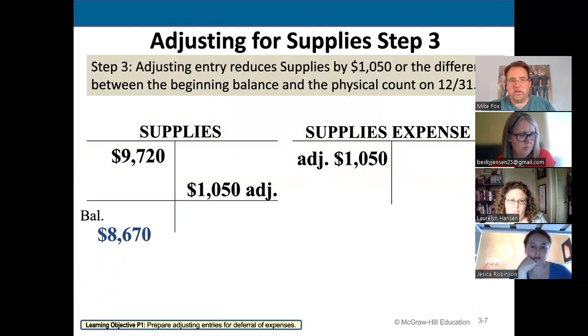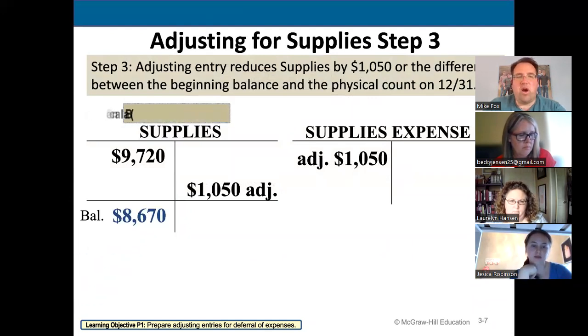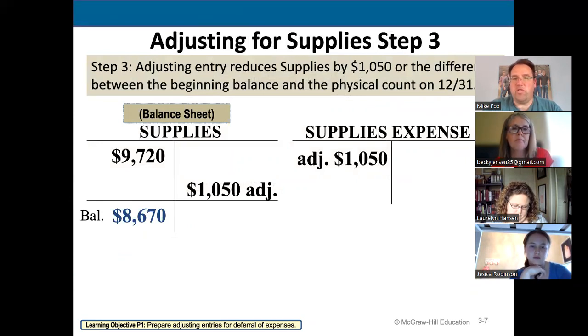So we take the amount we had minus the amount that we have at the end of the month, which tells us how much we used during the month. So then we'll debit the supplies expense and credit supplies. And that's our adjusting entry to show how much supplies we've used and to take the expense for it.